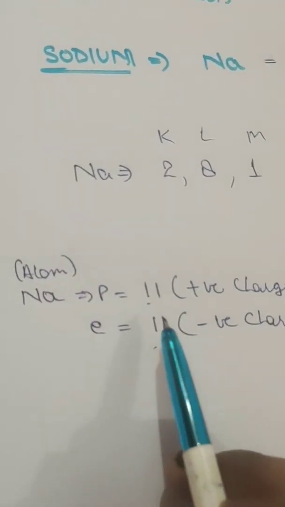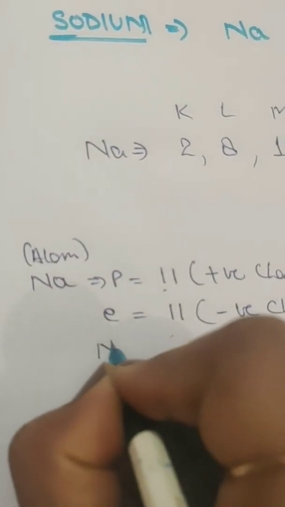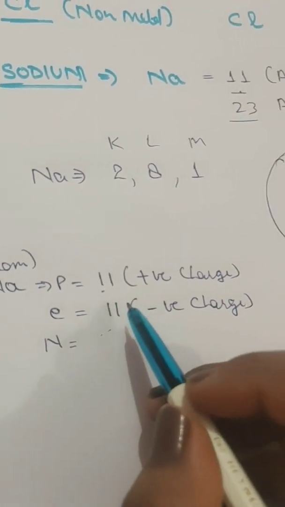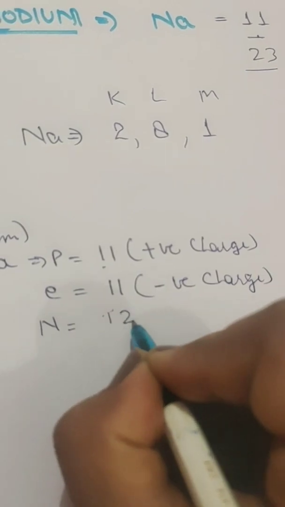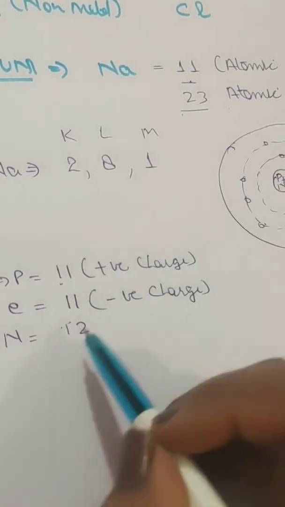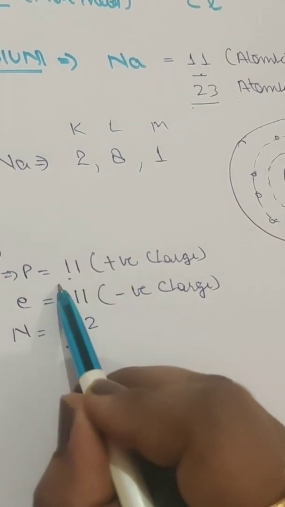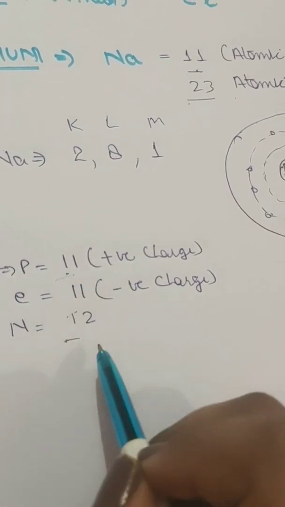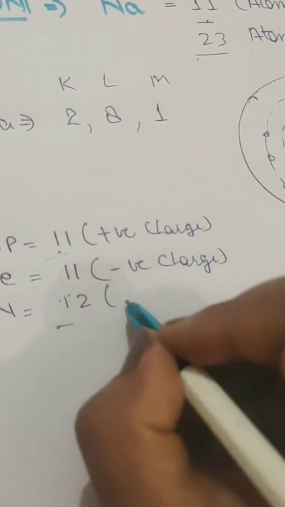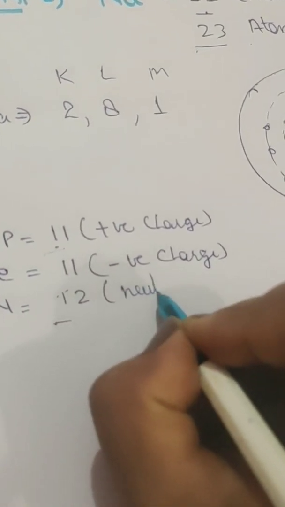Now this has neutrons also. Neutrons are also present in this case, because if you add, the neutrons are 12 in the case of sodium. That is why the atomic mass is 23, because it is the sum of the neutrons plus the protons. So 12 plus 11 equals 23. Neutrons don't have any charge, so they are neutral.